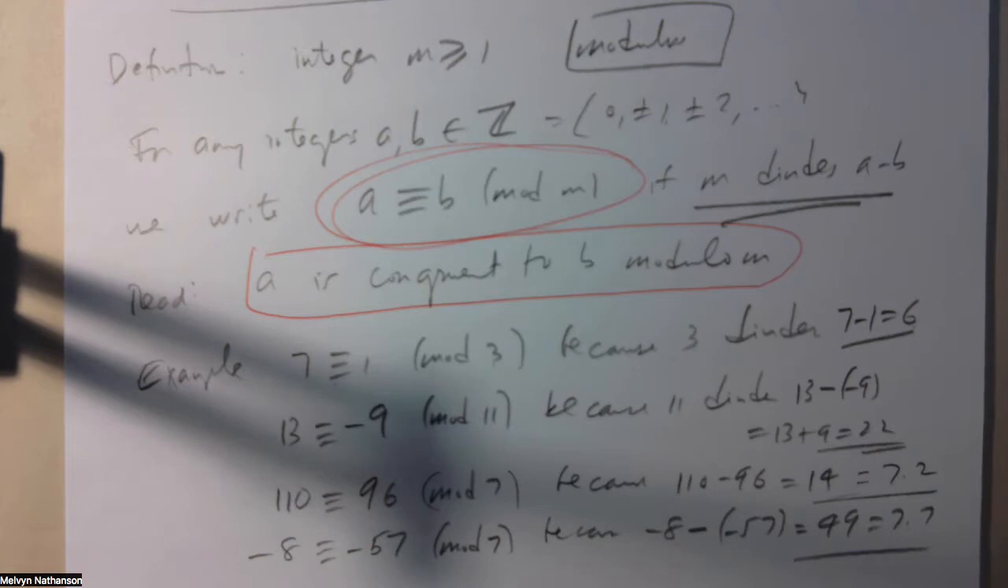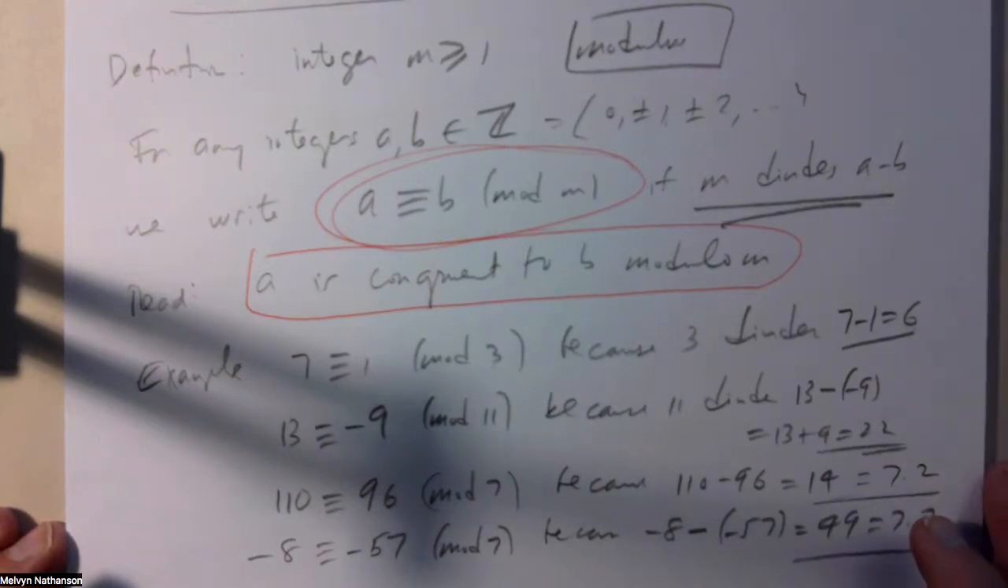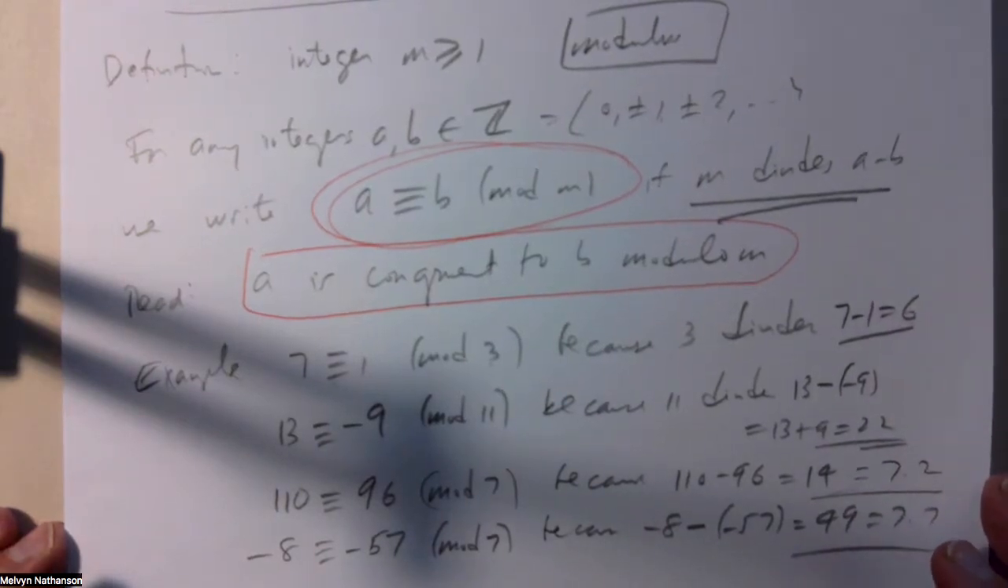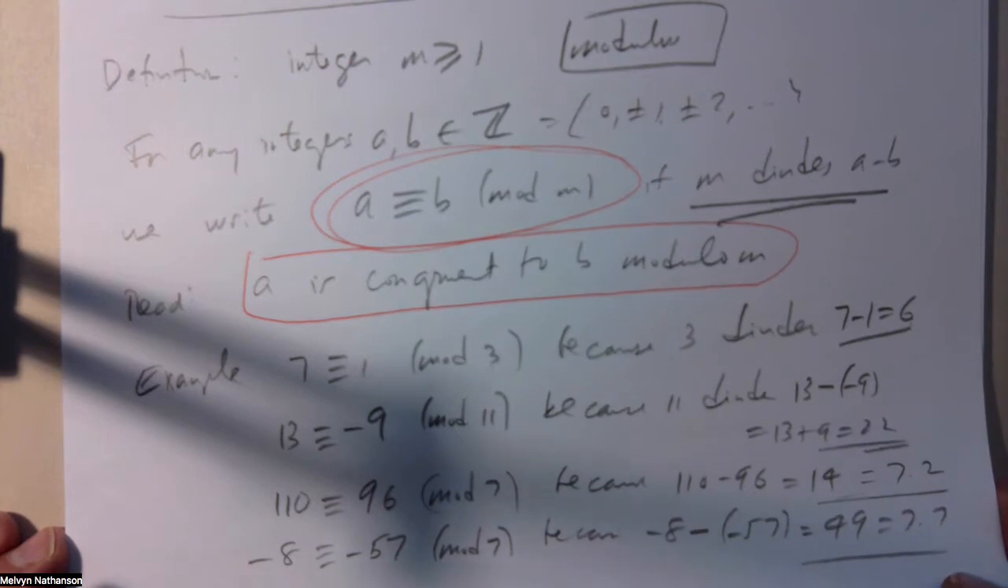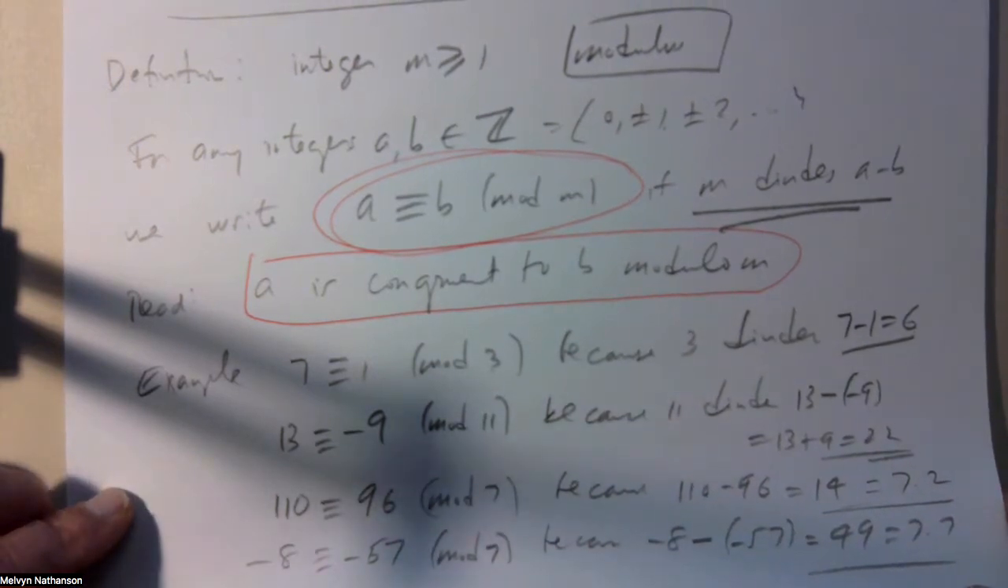And you need to spend a lot of time writing down pairs of numbers and moduli and seeing whether a is congruent to b mod m. You have to get used to this concept and to this notation.